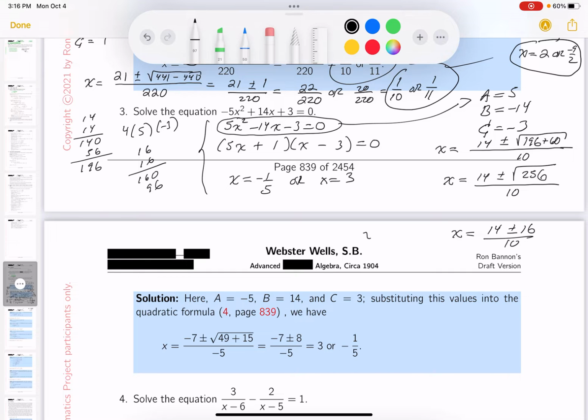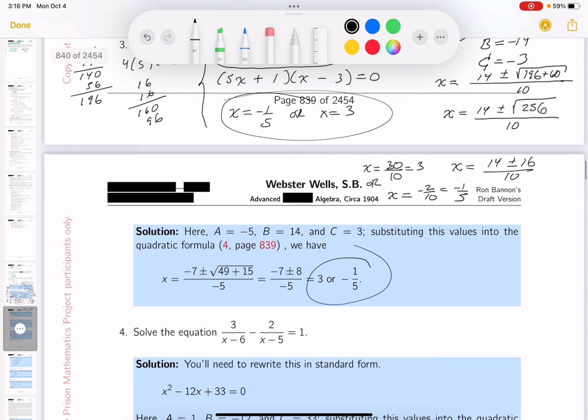What do you get? X equals... Well, let's see. 14 plus 16 is going to be 30 over 10. And the other one's going to be x equals, this is an or, we read it as plus or minus. That would be 14 minus 16, which is minus 2/10. Well, 30 over 10 is 3, and minus 2 divided by 10 is going to be minus 1/5. Are we getting the same answers? Of course we are. All right? Those answers are also listed over here.